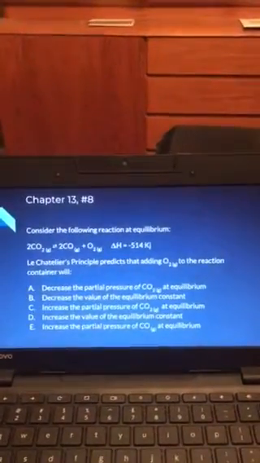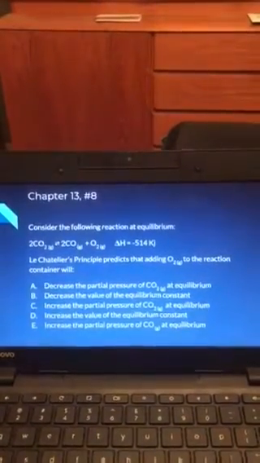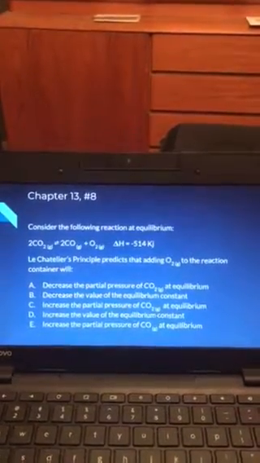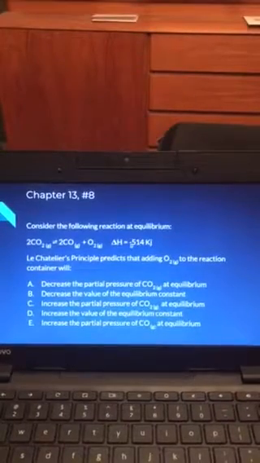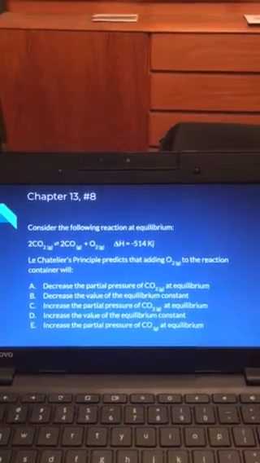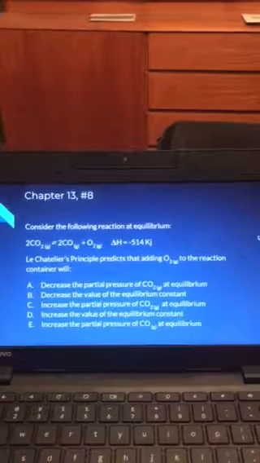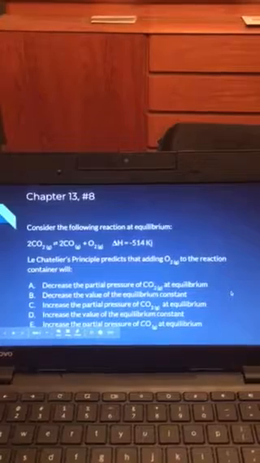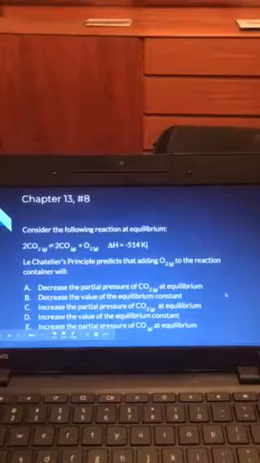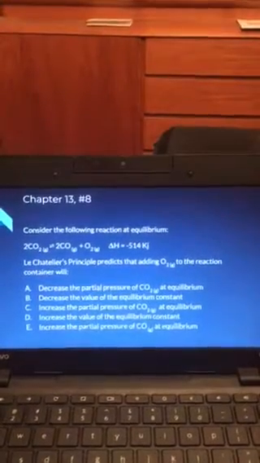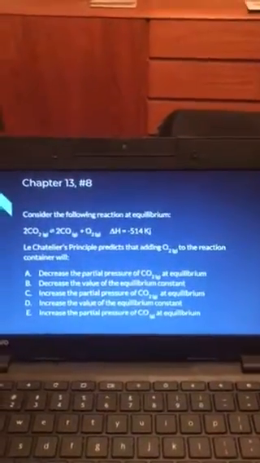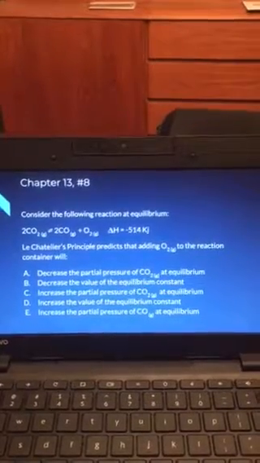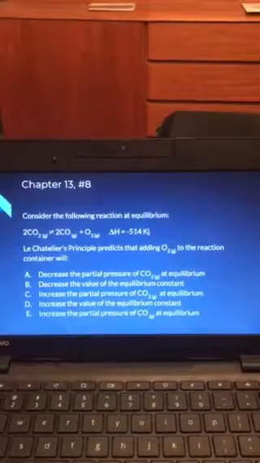So I'm going to be doing number 8 from chapter 13 on the review guide, which is an equilibrium question, which says, consider the following reaction at equilibrium. Here is our system, right? And it says, Le Chatelier's principle predicts that adding O2 to the reaction container will, and we're given a whole bunch of options here, and we have to choose which one's correct. So I'm going to go through each option and say why it's wrong and why the correct one is correct. So A suggests that adding O2 to the reaction will decrease the partial pressure of CO2 at equilibrium.